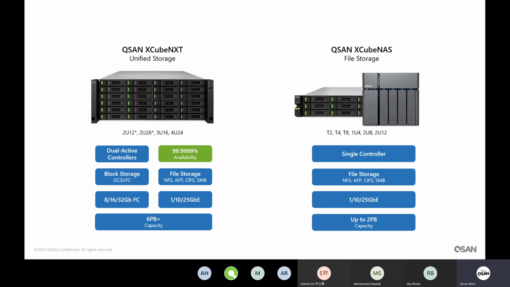The smaller NASes have scalability of up to 2 petabytes and come with different enclosures from 2 bay to 12 bay. So we can satisfy most hospital requirements, be it a small clinic or a huge hospital that has tens of thousands of patients. Hardware-wise, we are relatively similar to pretty much all vendors on the market. Software-wise, we are quite a bit different.